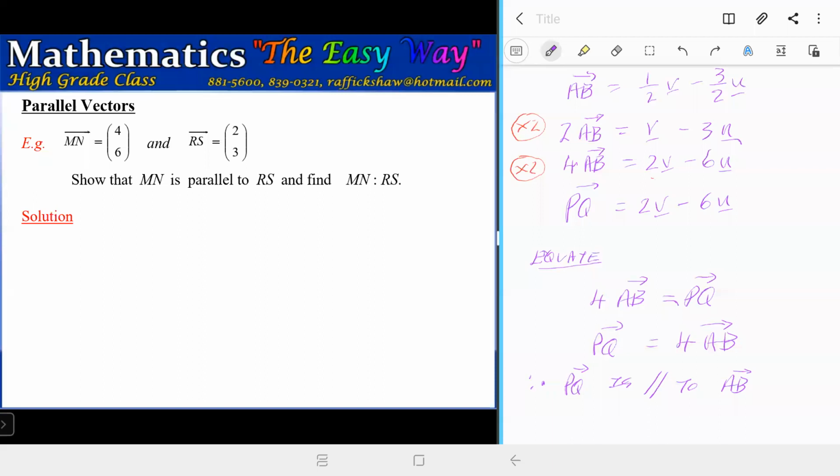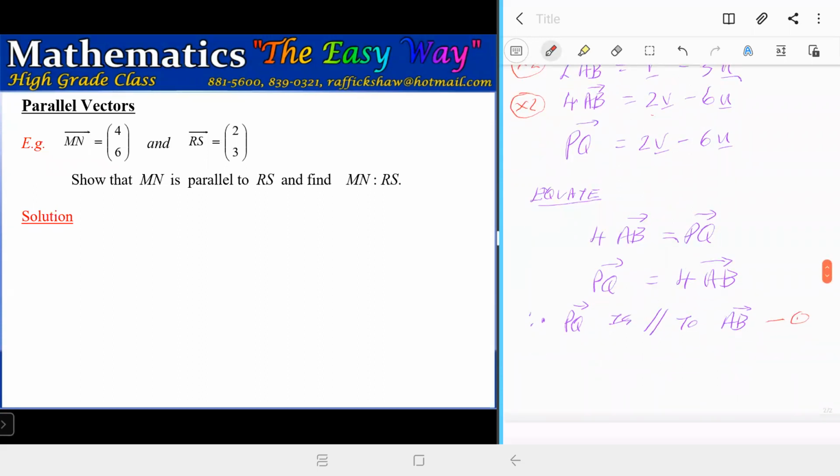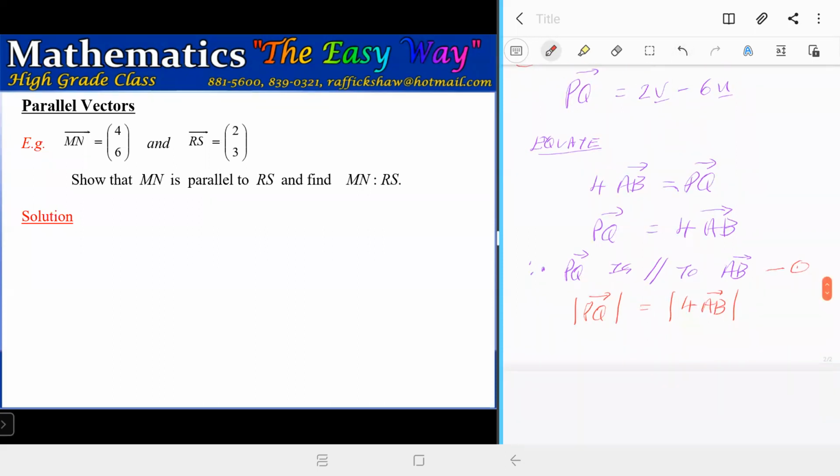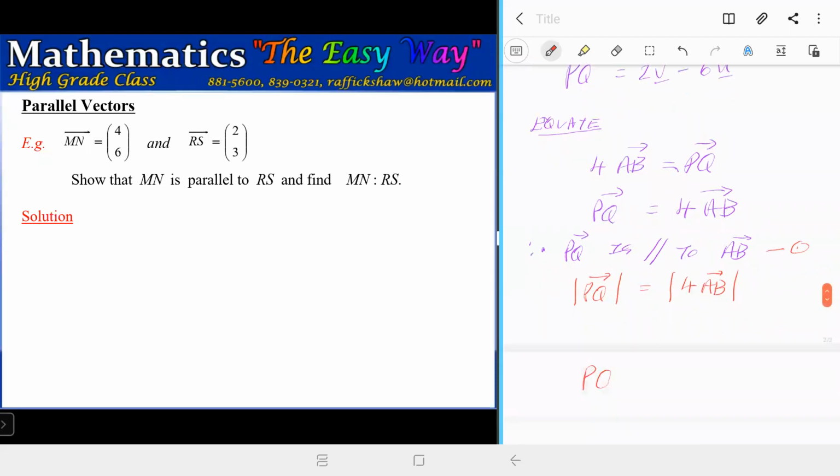So this is one relationship between the vectors. And a second relationship between the vectors is that PQ is equal to 4 times the length of AB. But to show that, what you do is take the modulus. So we'd say the modulus of PQ is equal to the modulus of 4 times AB. You take the modulus of both sides. And what that does is take all the vector components and remove the arrows. So we'll end up with the length of PQ is 4 times the length of AB. That's what you have with all the arrows removed.